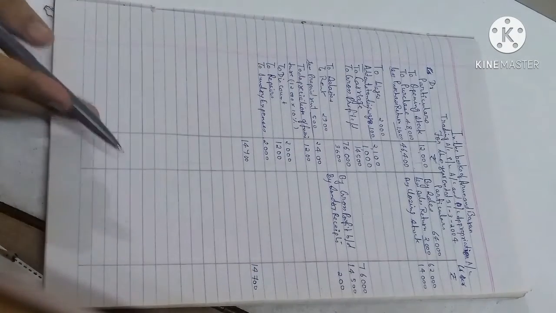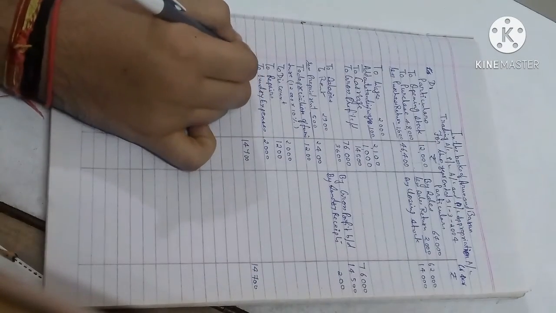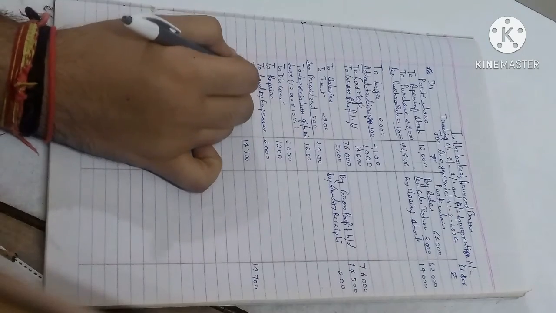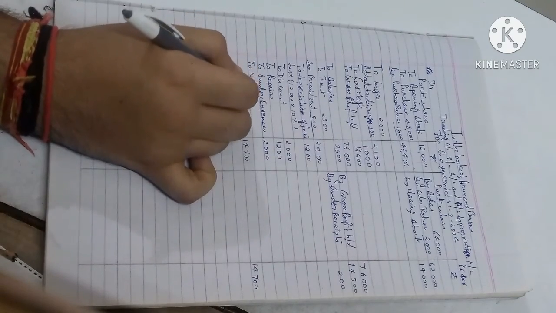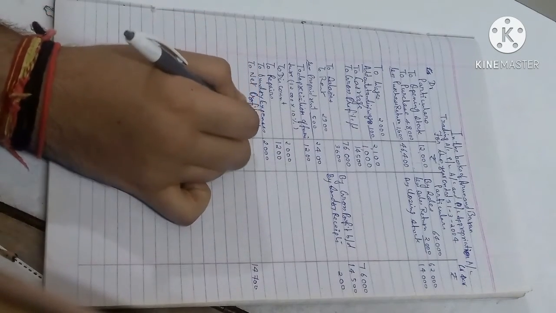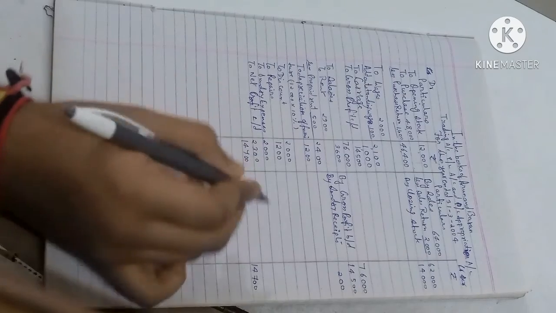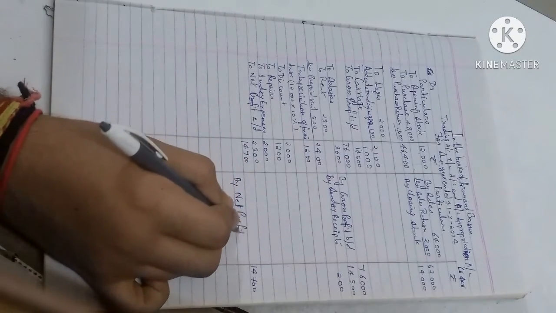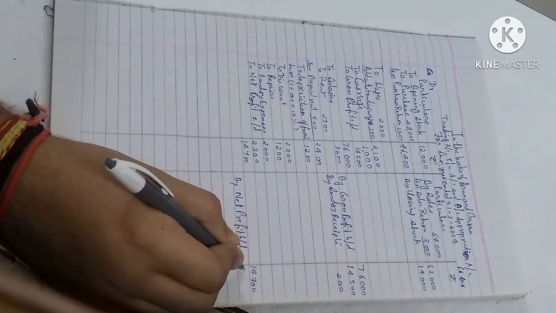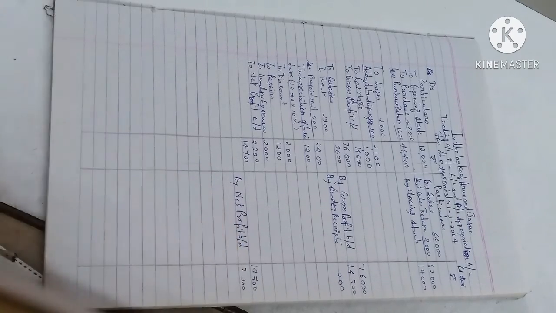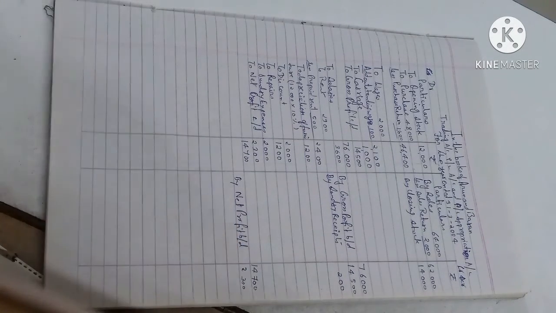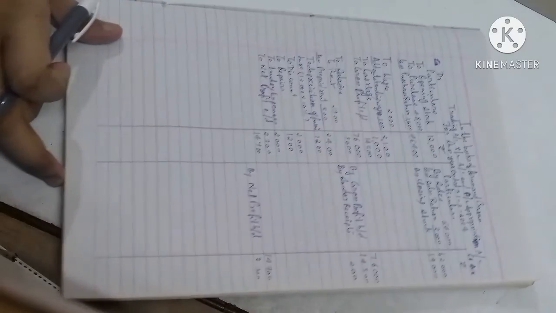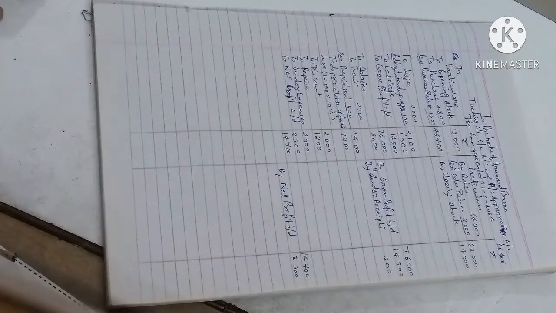Debit side is payment side, credit side is receipt side, in simple words. To net profit c/d 2,300, by net profit b/d 2,300. Now you see we have completed the profit and loss account also. Now we will be moving on to another account, namely profit and loss appropriation account.